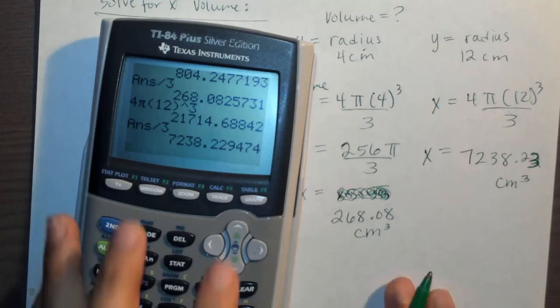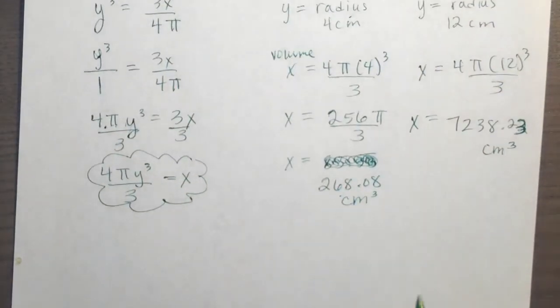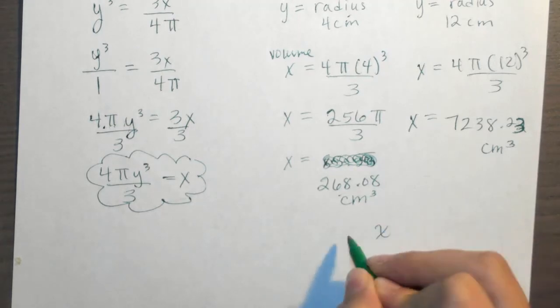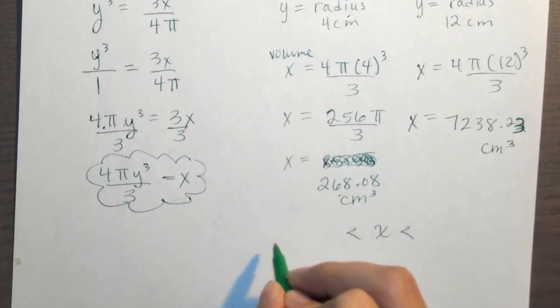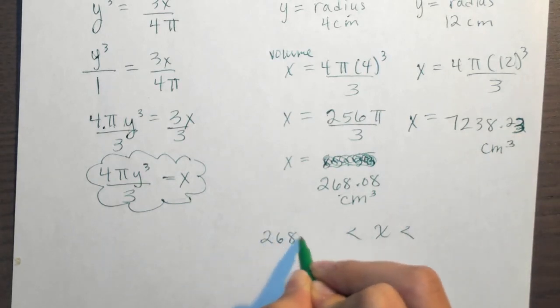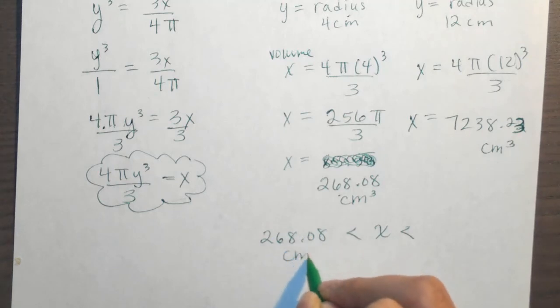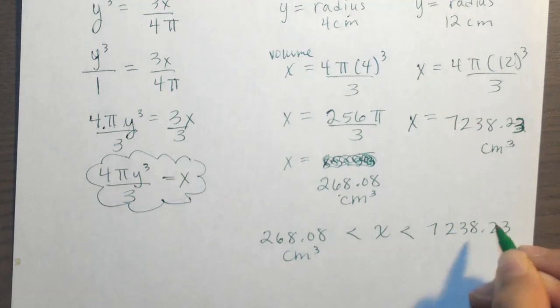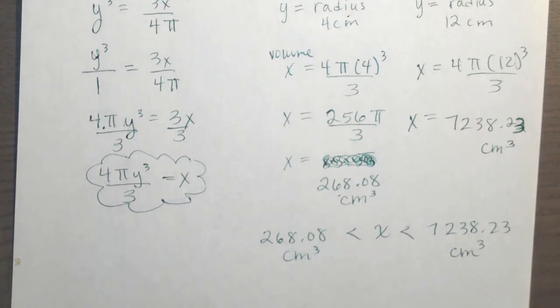And so this, guys, is your range between these two volumes. So my volume would be between 268.08, that's the smallest it would be, and 7,238.23 centimeters cubed. There we go.